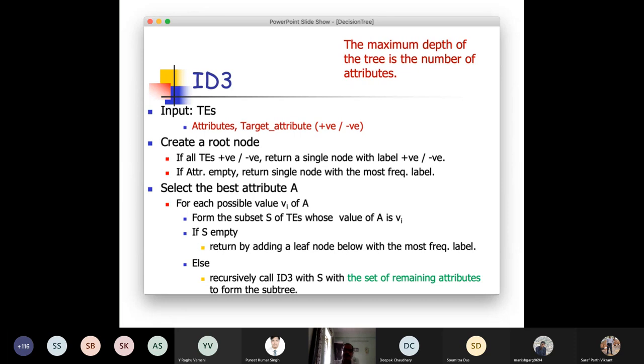So the maximum depth of the tree is the number of attributes in this case, because that is guaranteed. In ID3, at every path you are checking only one attribute. So your depth of the tree is guaranteed this way. So that is the maximum depth.